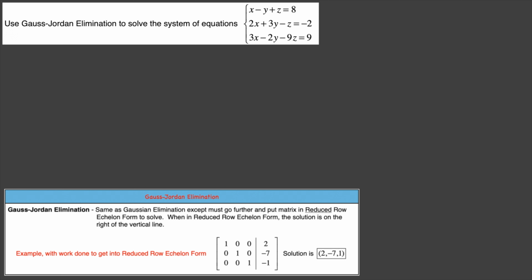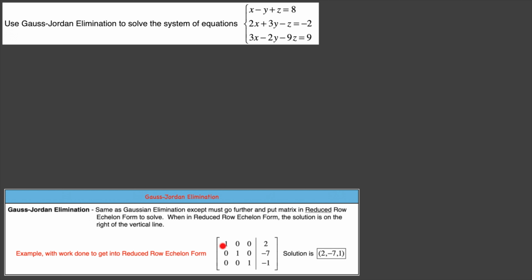Gauss-Jordan elimination is the same as Gaussian elimination, except you must go further and put the matrix in reduced row echelon form to solve. When in reduced row echelon form, the solution is on the right of the vertical line. So here's an example of a matrix in reduced row echelon form.